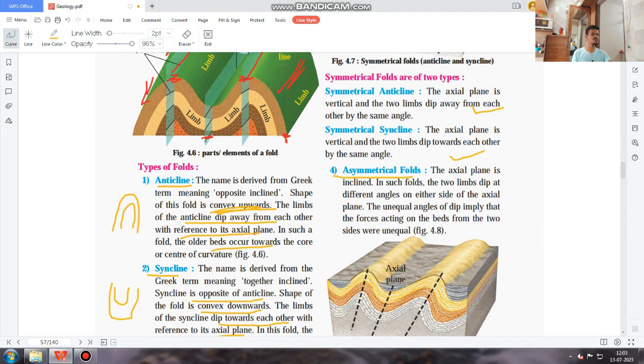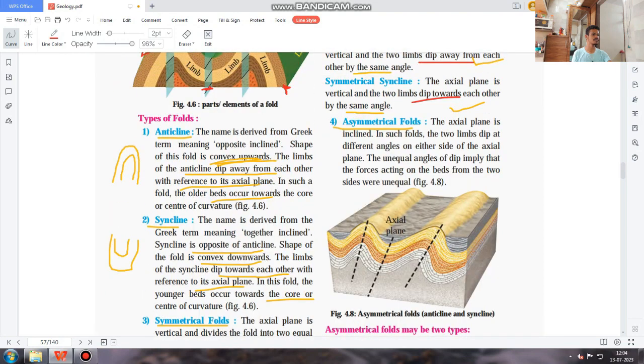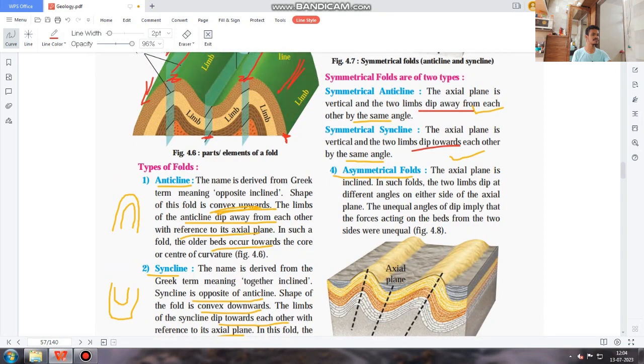Basically the two limbs dip away from each other in anticline. In syncline they dip towards each other at the same angle, but in anticline they dip away from each other by the same angle. Only this is the difference. They dip away in anticline, dip towards in syncline.